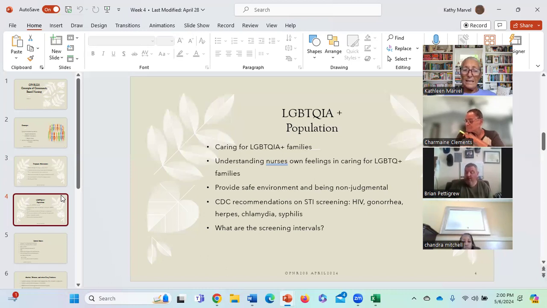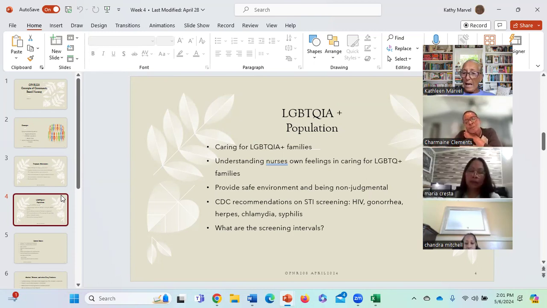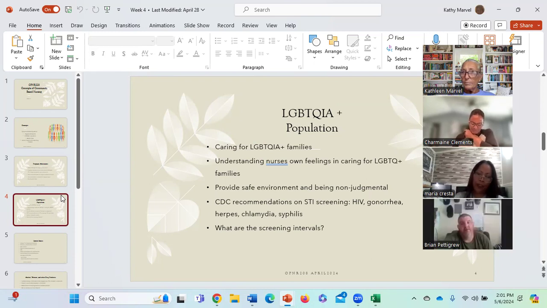One of the things to know about CDC recommendations for this particular population is the screenings. You read about these: STIs, HIV, gonorrhea, herpes, chlamydia, and syphilis. How often are these screened for? Those are screened annually, unless there's high risk, and then it's 3 to 6 months. Exactly. But what is the typical recommendation? Annual, correct.